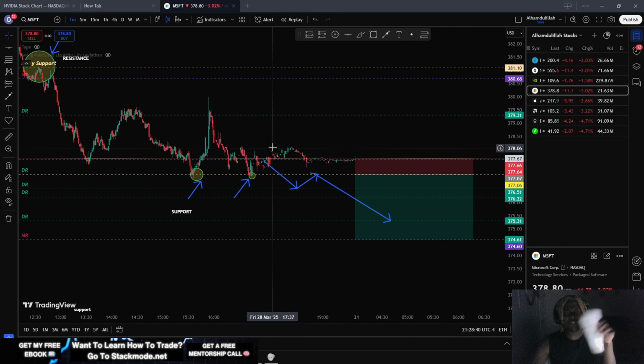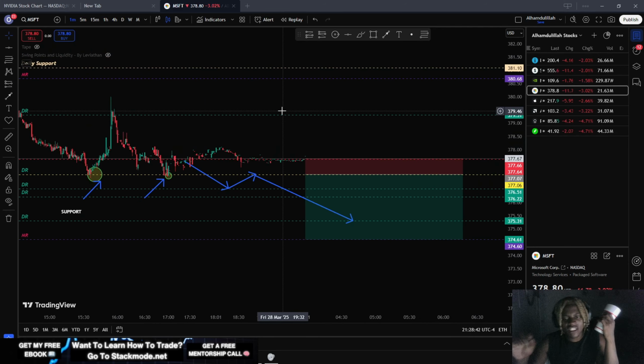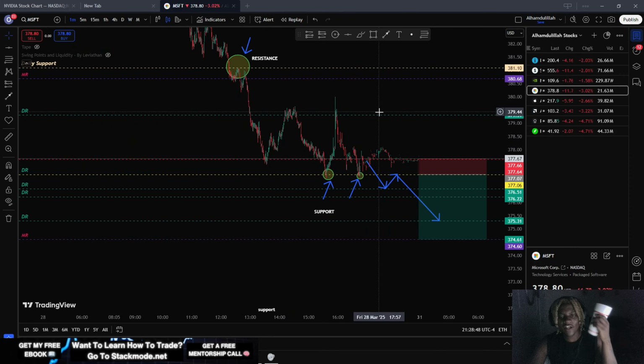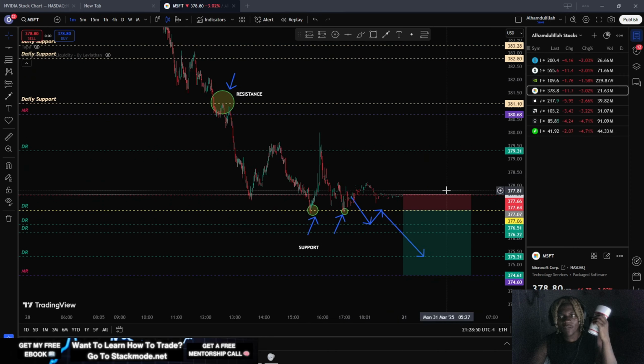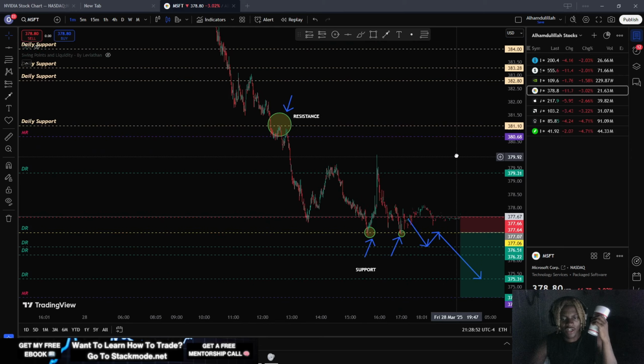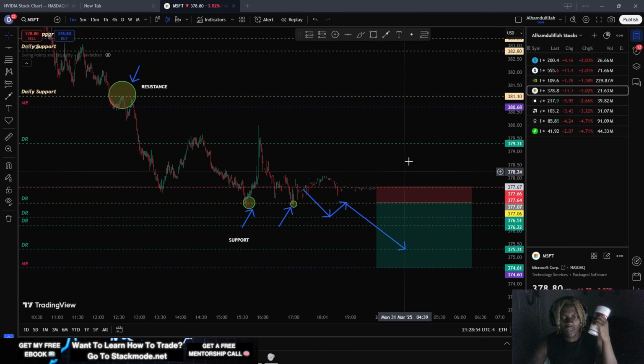And a lot of the times the support will already be there because after you mark your resistances on the daily, weekly, and the monthly, a lot of the times because resistance turns into support, the lower time frame support should be created. So then from there, let's go ahead and let's talk about upside trade. So we don't know if market's going to go up or down. We don't really care because we're prepared on both sides.